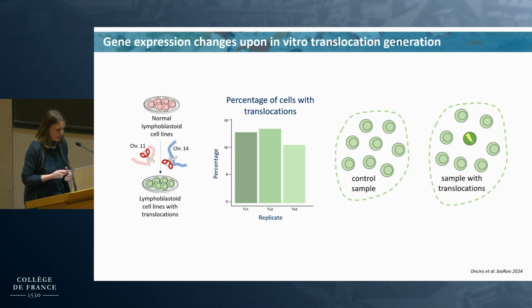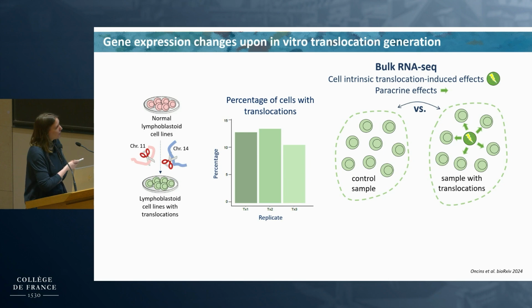So then we wanted to understand what is the effect of these translocations at the level of gene expression, and we actually had two ways of doing that. And this is conceptually important because in the way you compare the data, you get different answers. So basically, if you have here our control sample without translocated cells, and here a sample with some cells that carry the translocation, those cells have an effect on the other cells in the cellular pool. So basically, if you compare the control versus the sample with translocations, you get both the cell intrinsic effects that are present in the cells, but you also get the paracrine effects.